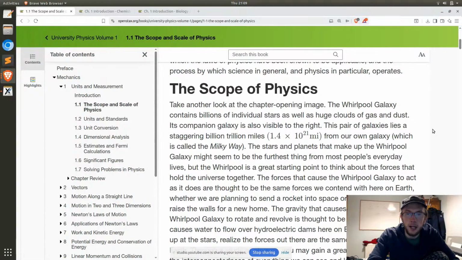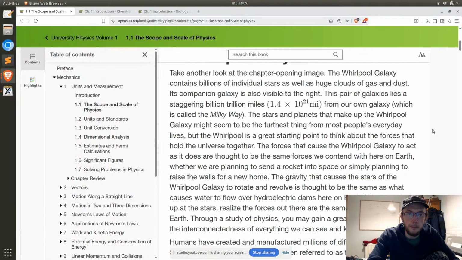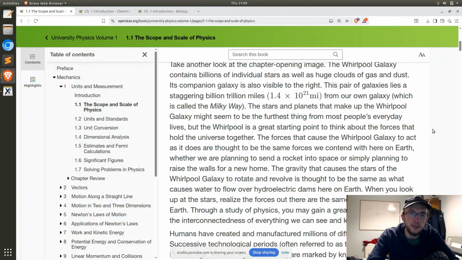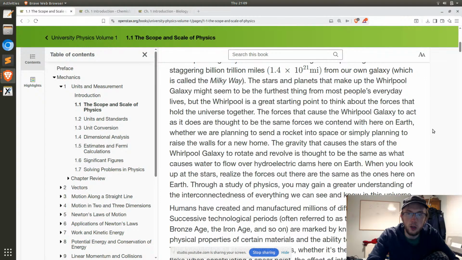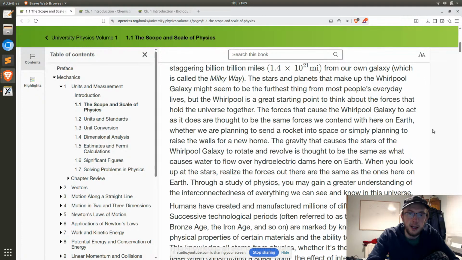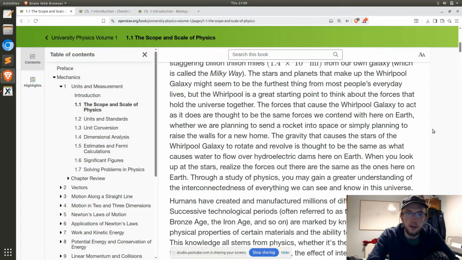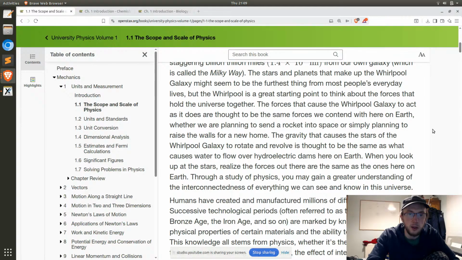The stars and planets that make up the whirlpool galaxy might seem to be the furthest thing from most people's everyday lives, but the whirlpool is a great starting point to think about the forces that hold the universe together, the forces that cause the whirlpool galaxy to act as it does, and are thought to be the same forces we contend with here on Earth, whether we are planning to send a rocket into space or simply planning to raise the walls for a new home. So what force are they talking about? It must, of course, be gravity.